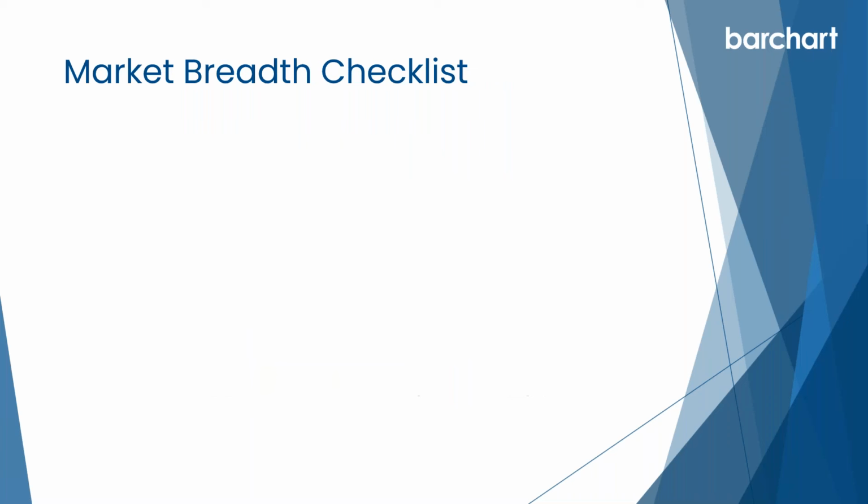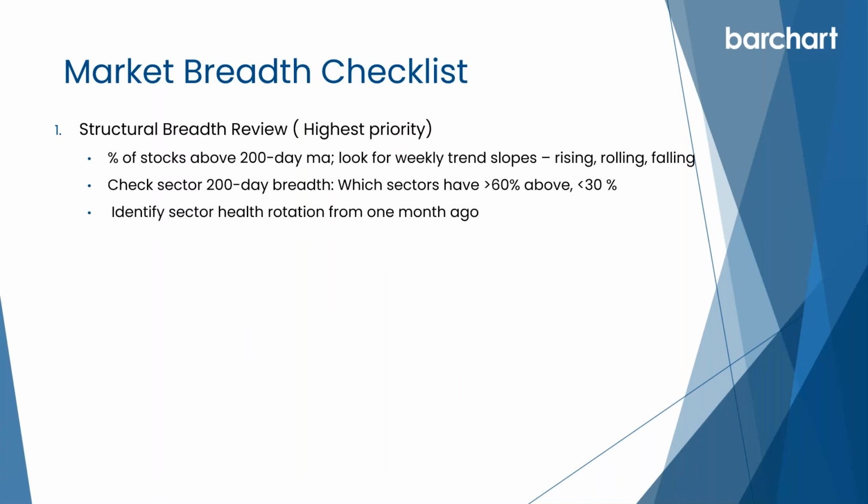All right, so we need to have a checklist to start this examination of market breadth. One of the easiest or simplest and highest priorities to give us a good understanding of the big picture health and determine long-term trend integrity will be looking at the number of stocks above the 200-day moving average. Now, what we're going to look for is weekly trends in that percentage. Is it rising? Is it rolling over?